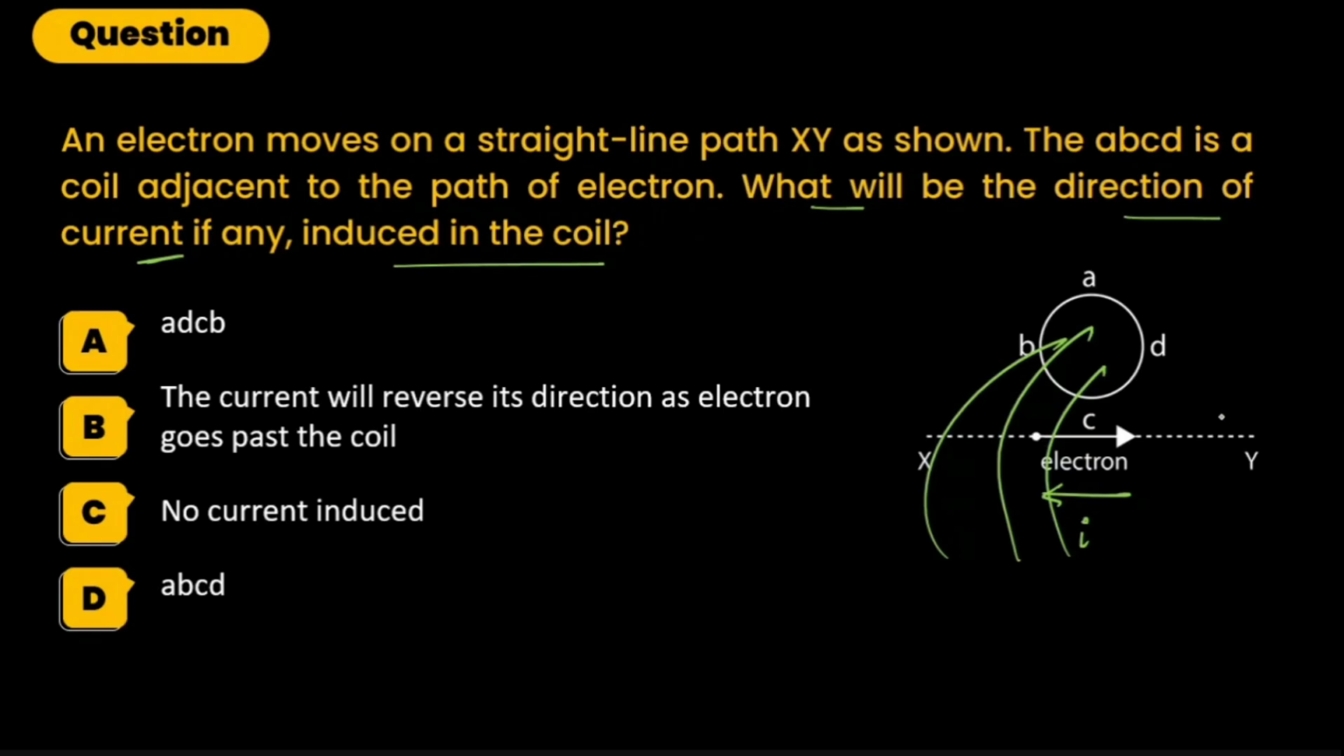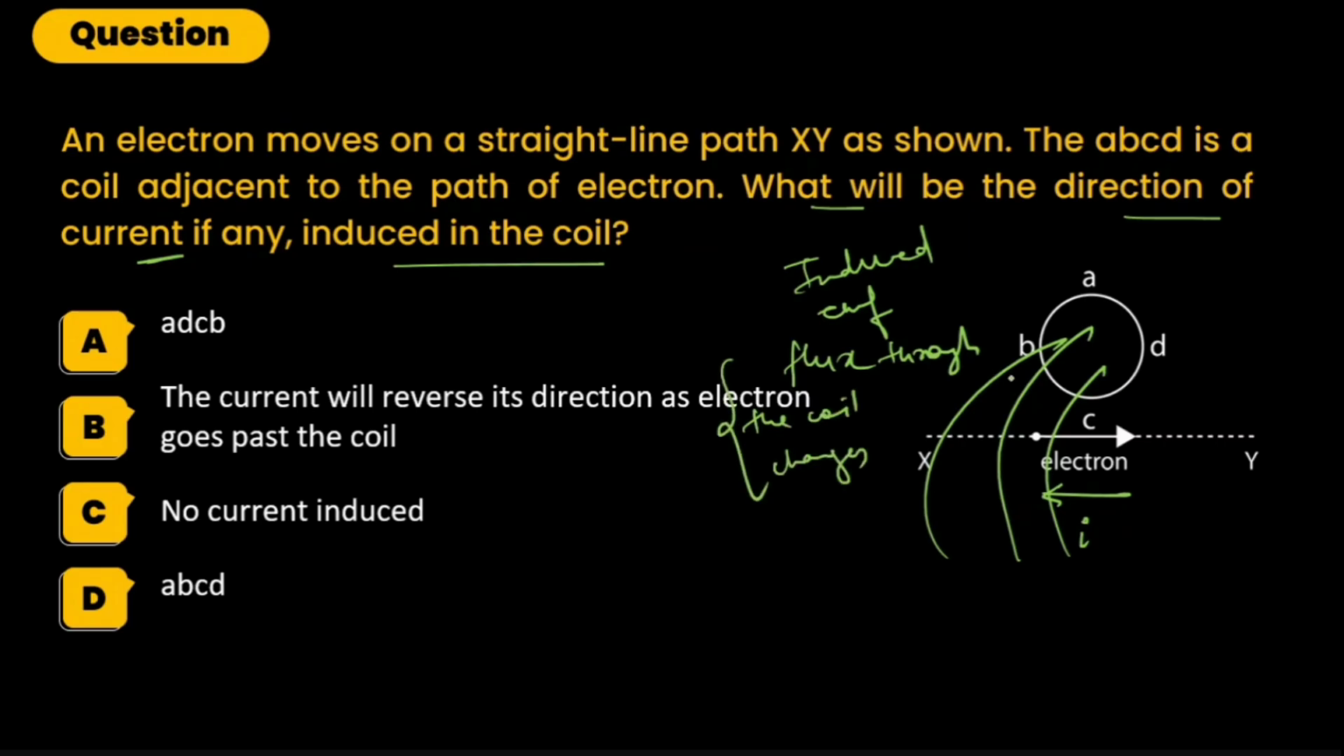So as the magnetic field passing through the coil keeps on changing, it will induce EMF as the flux through the coil changes. So we can say that there will be an induced current, and it will be induced in such a way that it will oppose the motion of the electron as it goes past the coil.